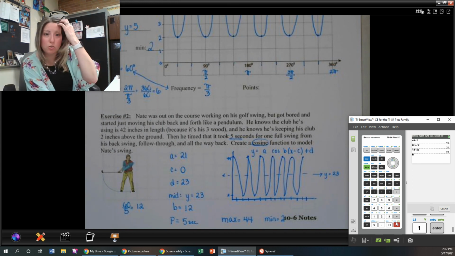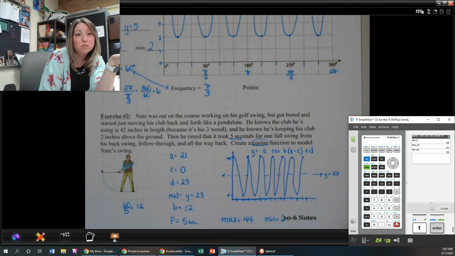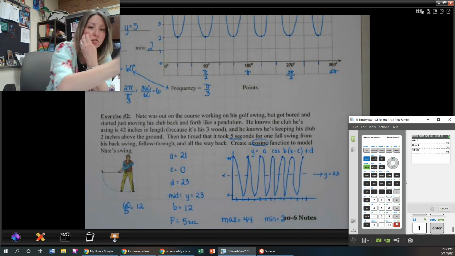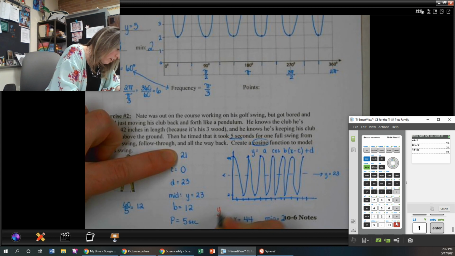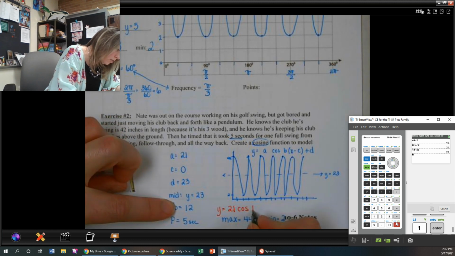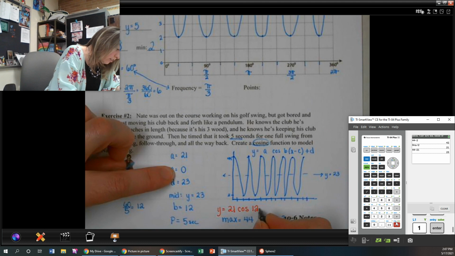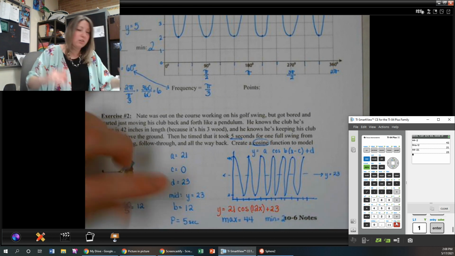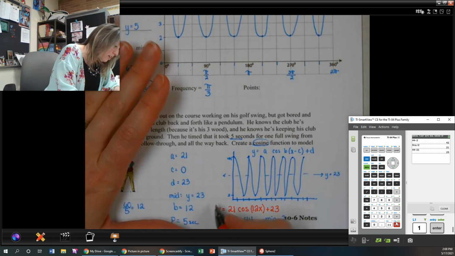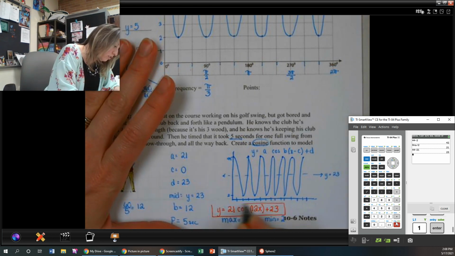Really, all I was supposed to do is create the function to model that. So let's just put that in red so we can really clearly see it. Our A value is 21, and we're using cosine. Our B value is 12, and we do not have a C value, so 12x would be here. And then plus 23, because we're up 23 for our midline.